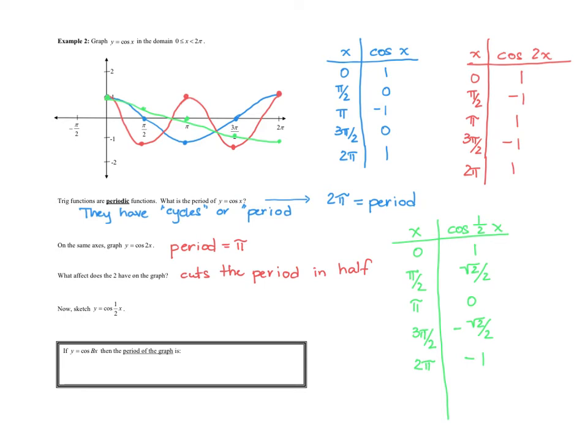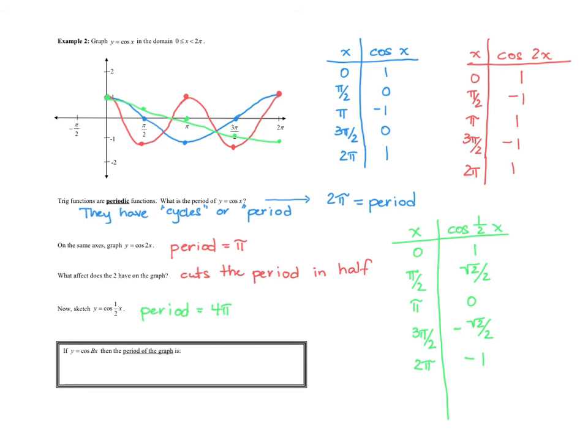So if I'm seeing half of it from 0 to 2 pi, I would have to go from 2 pi to 4 pi to see the entire cosine curve. So here we have a period that's equal to 4 pi. So what we are noticing here is that we have a new form of our parent function where we've changed the value in front of x.